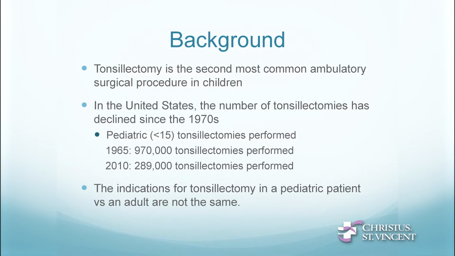In the United States, the number of tonsillectomies has declined since the 1970s. So for example, in pediatric patients under the age of 15, in 1965, 970,000 tonsillectomies were performed in that year. In 2010, which was 10 years ago, 289,000 tonsillectomies were performed. So there was a big drop from that time difference there. I also want to note that the indications for a pediatric patient to have their tonsils taken out are not the same indications that an adult would have their tonsils taken out. And so this talk applies only to pediatric patients.